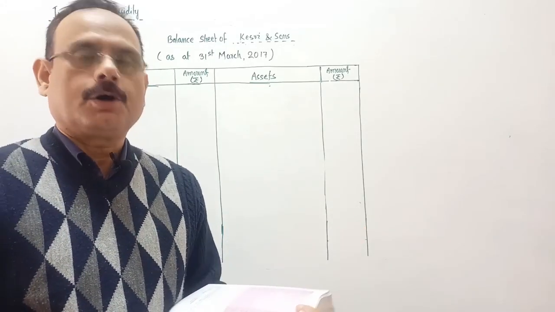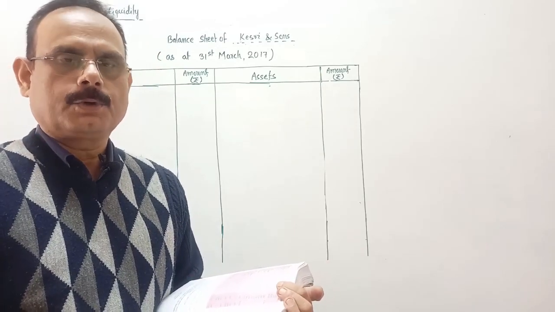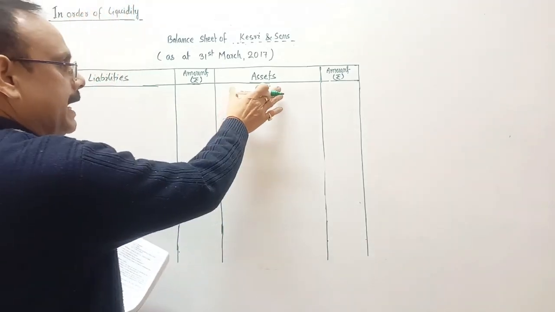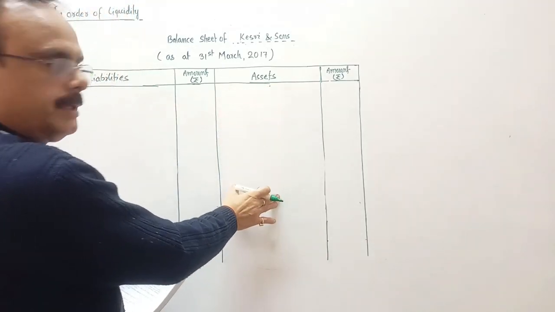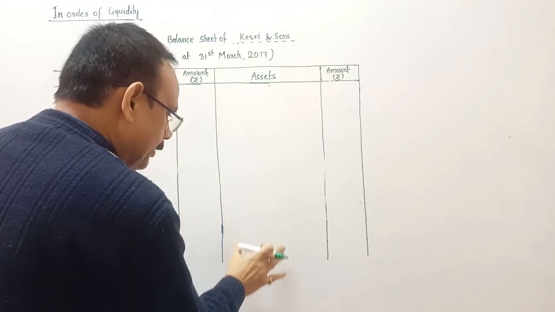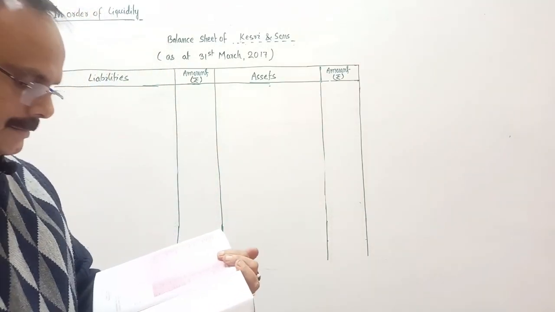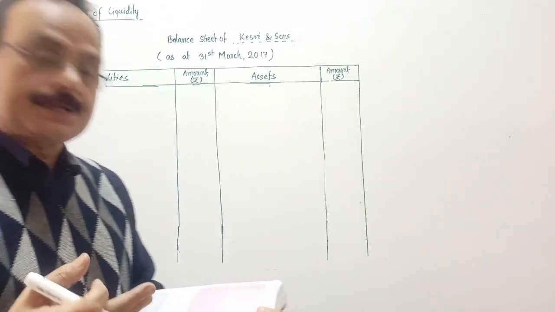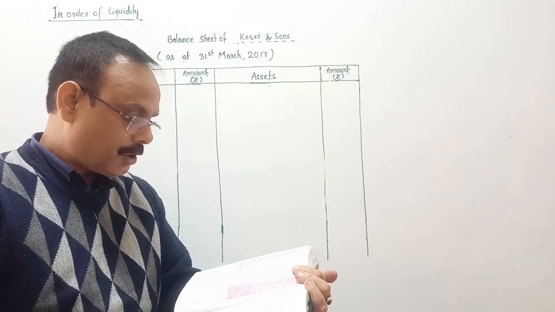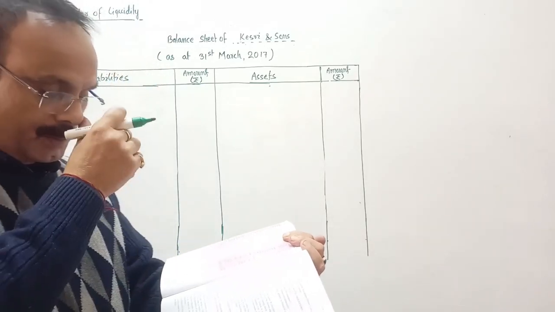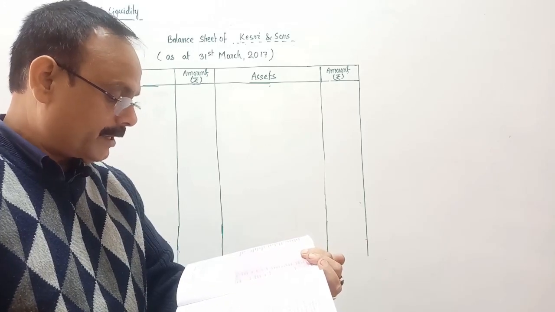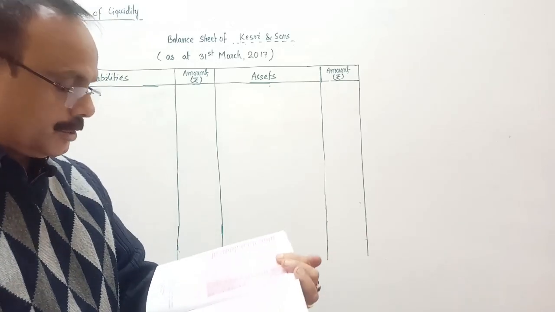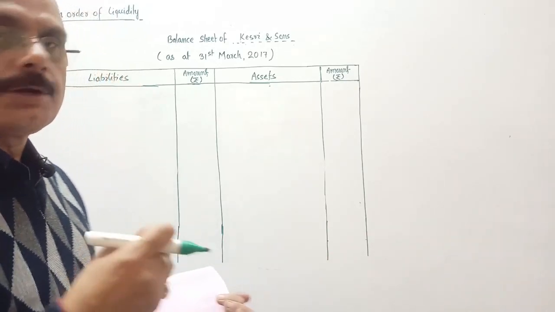Arrange assets in order of permanence. Okay, arrange assets in order of permanence means non-current assets will be at top and current assets and liquid assets will be at the bottom. So arrange the assets in order of permanence. Informations are sundry debtors, investment, stock, land and building, cash in hand, motor vehicles, cash at bank, goodwill, plant and machinery, furniture, loose tools, marketable securities. So you have to arrange these assets in order of permanency.